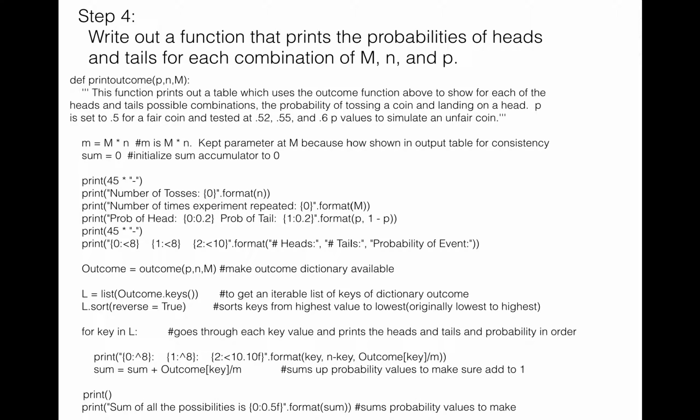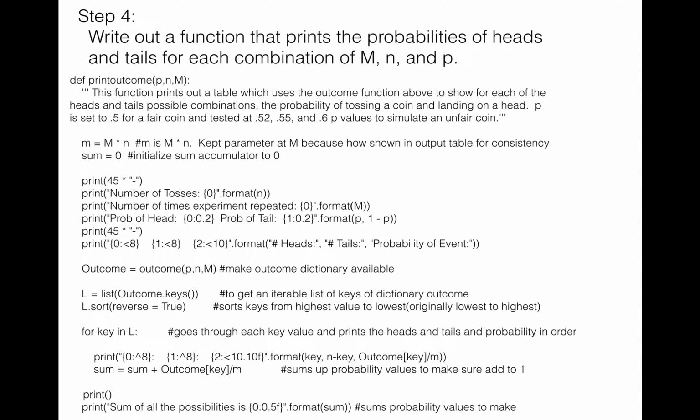But first of all, once again, m equals m times n, and then sum equals 0. So I initialize the sum accumulator to 0, and I do this because I'm going to sum up the total possibilities, which those probabilities or the relative outcome, should all equal 1, like 100% of the probabilities or the outcomes. So that's why I have a sum accumulator.